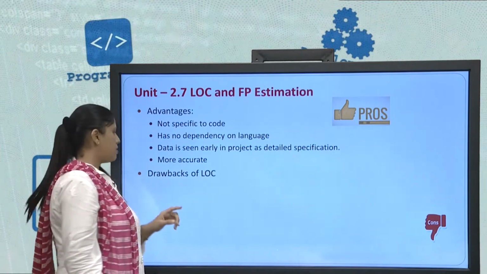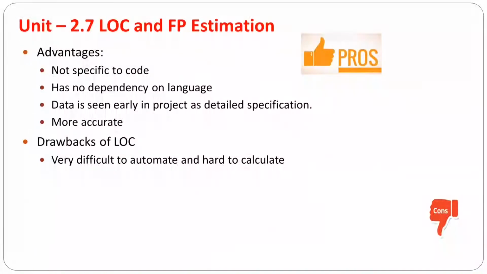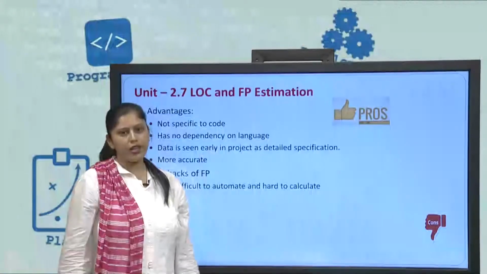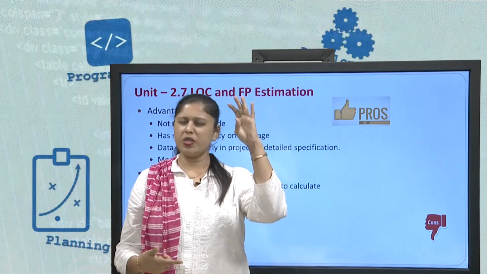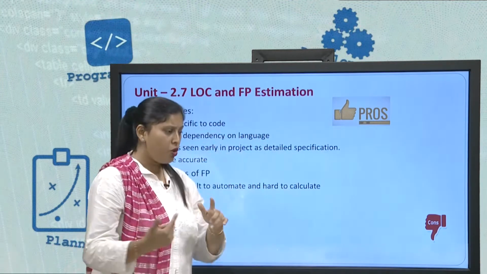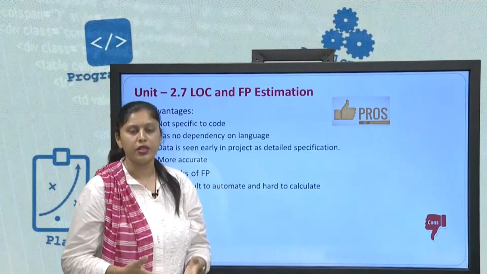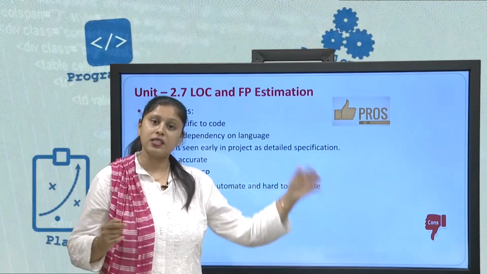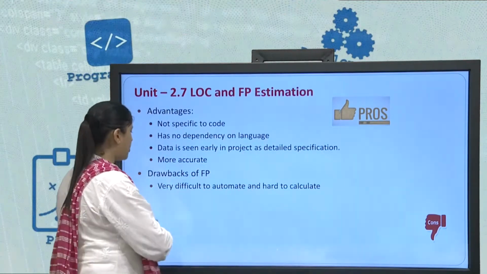And its drawbacks. Drawbacks of FP estimation are, it is very difficult to automate and very hard to calculate, because I am not supposed to only have lines of code which is very simple to calculate. No, I am going to actually calculate all the functionalities that my product is going to provide me with, be it internal to my project, be it external to my project. So counting all those functionalities is very hard, very difficult to calculate.